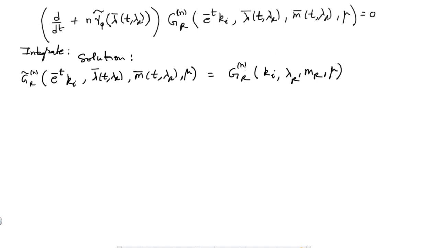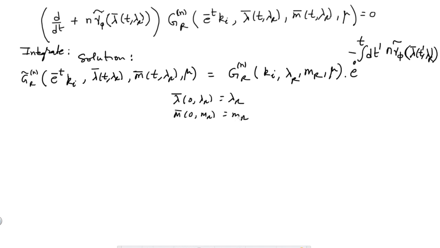So this is really coming from the integration constants times, maybe here, let me try if it works, e to the minus integral 0 to t, dt prime, n gamma tilde phi, and the arguments are lambda bar of t prime, lambda_r. That's the first bracket closing, and then this is the second bracket closing. So that's the solution, where lambda bar of 0 is lambda_r, this is what we have used.